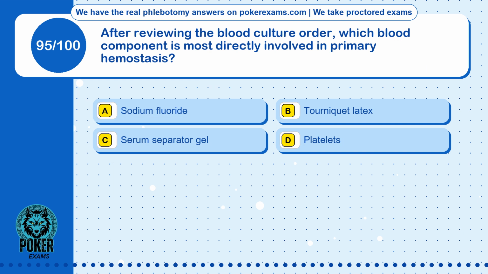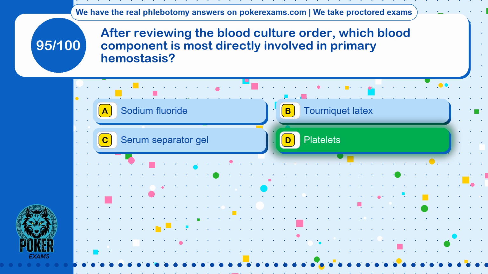Question 95. After reviewing the blood culture order, which blood component is most directly involved in primary hemostasis? Option A, sodium fluoride. Option B, tourniquet latex. Option C, serum separator gel. Option D, platelets. The correct answer is option D.